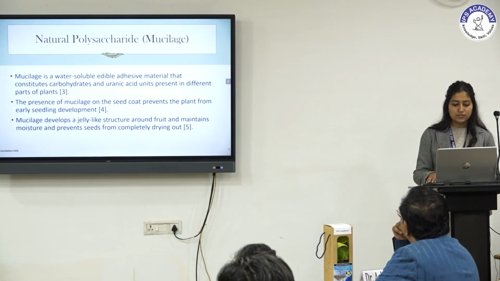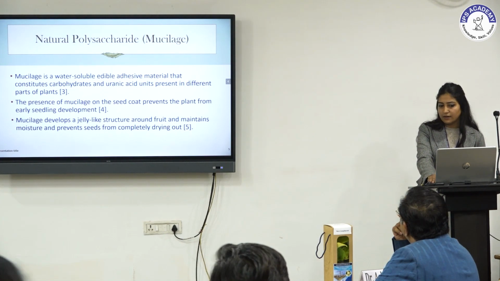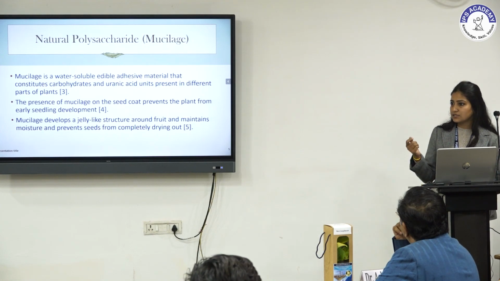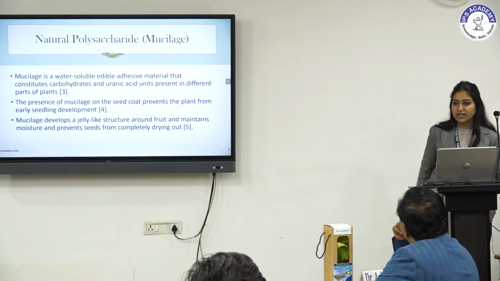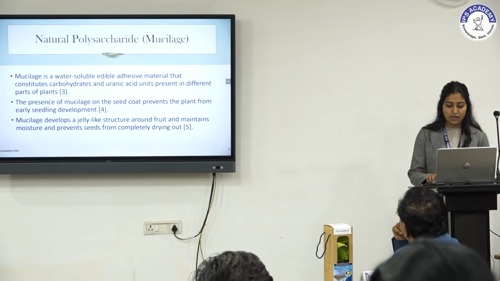The presence of mucilage on the seed coat prevents early seedling development, and it is like a jelly structure around the fruit that maintains moisture level and prevents the seed from completely drying out.